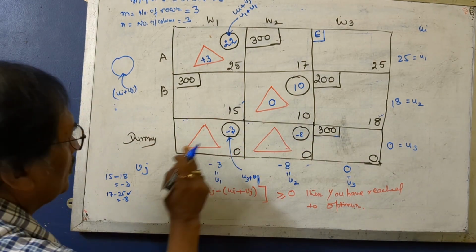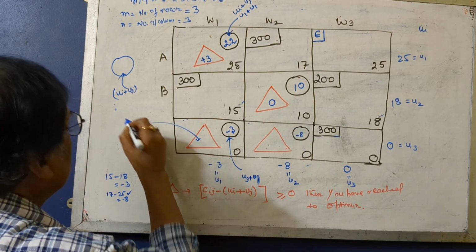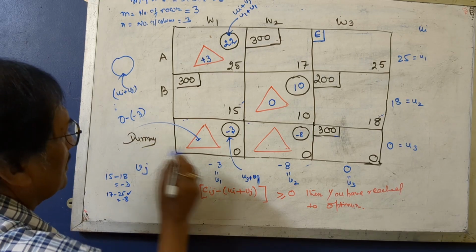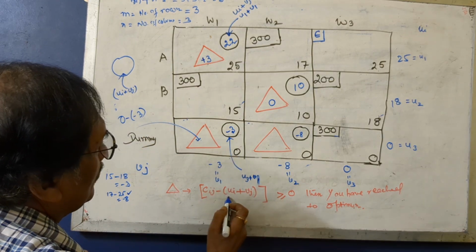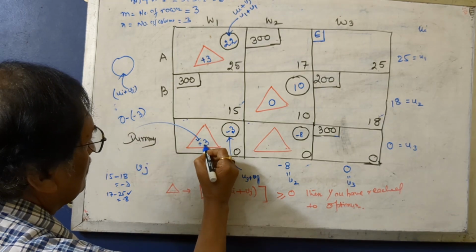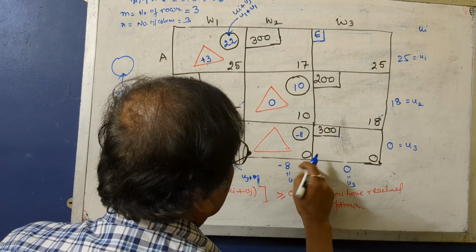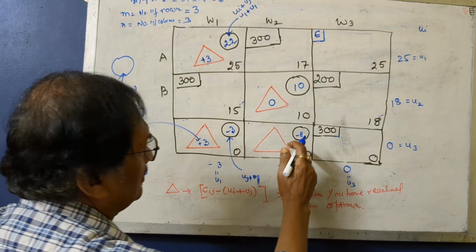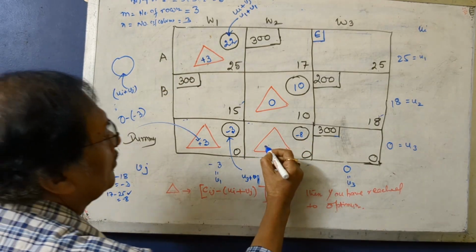For this 0, for this what will be this? 0 minus minus of 3. Okay, Cij minus 0 minus of ui plus vj. And what will be this? This is plus 3. And what will be this? 0 minus 8. 0 minus of minus 8 is plus 8.